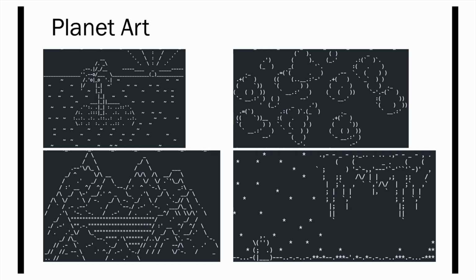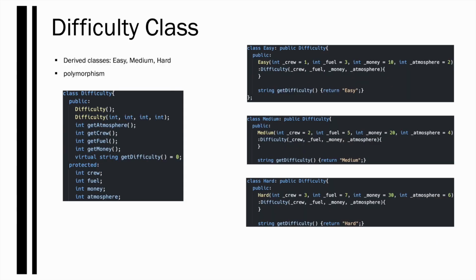This is the ASCII art that I used for each of the planet types. The difficulty class and its derived classes are just made to create the difficulty of a planet. There's simple getter functions, and then each derived class, there's easy, medium, and hard.